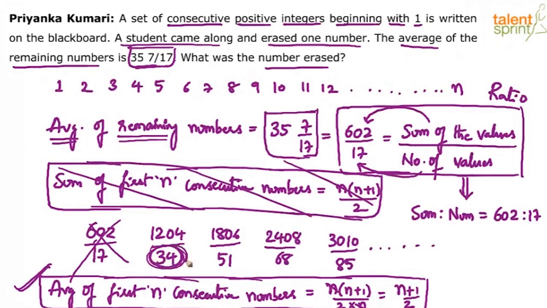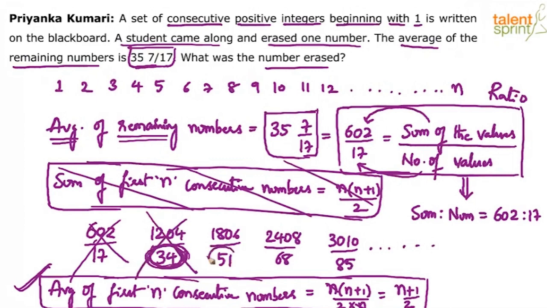You're getting it? 34 are the remaining numbers, which means originally there were 35 numbers. One of the numbers got erased. The average of the first 35 numbers is 18. If the average of all the numbers is 18, can the average of the remaining numbers be 35? Impossible, it's not possible. So this also gets eliminated.